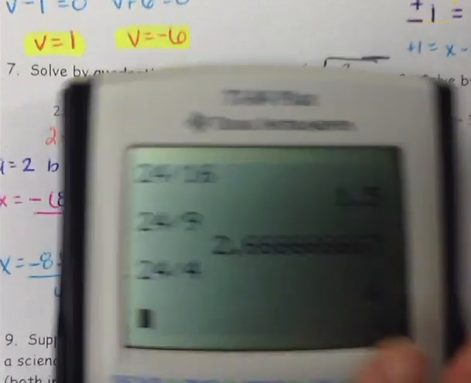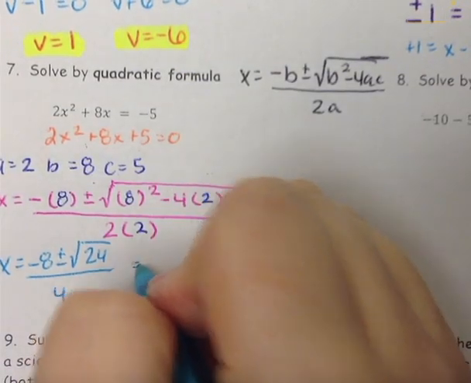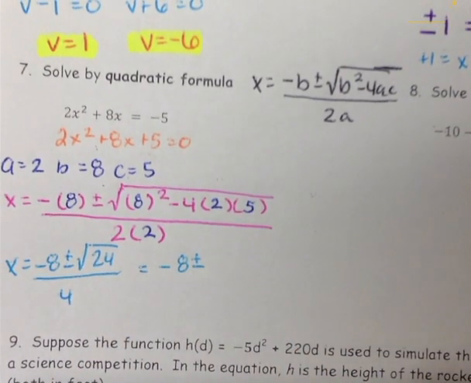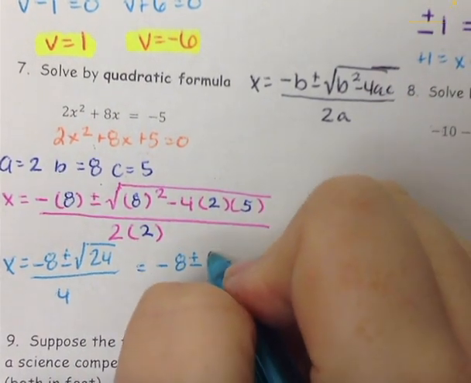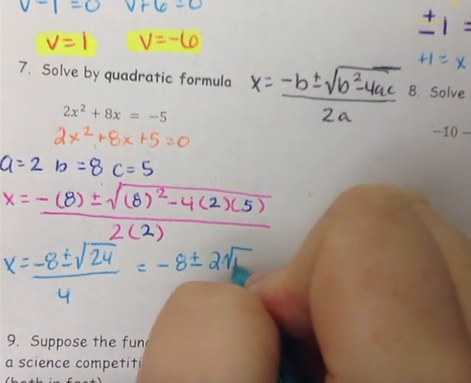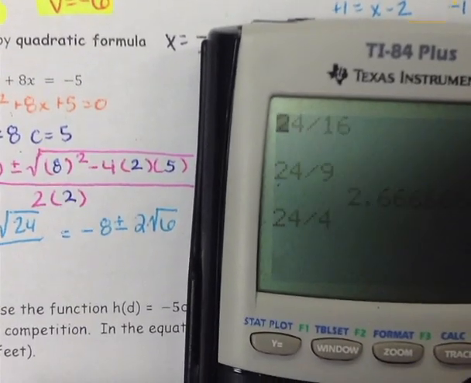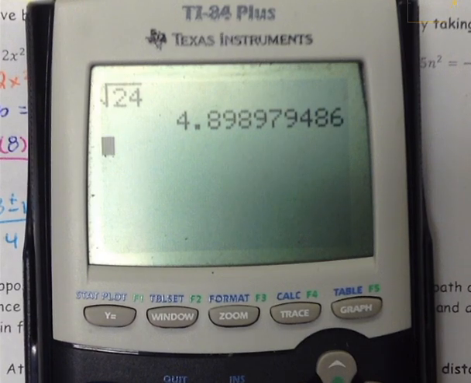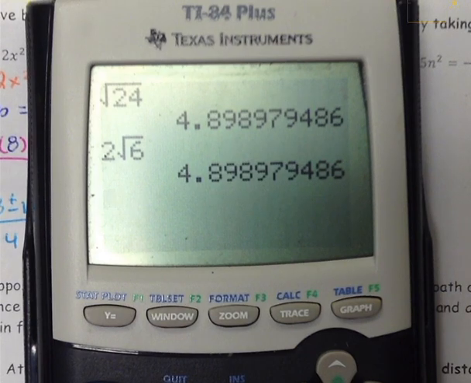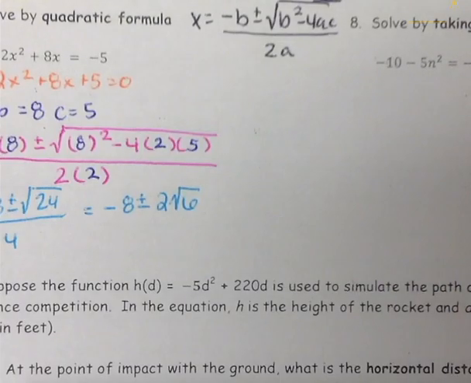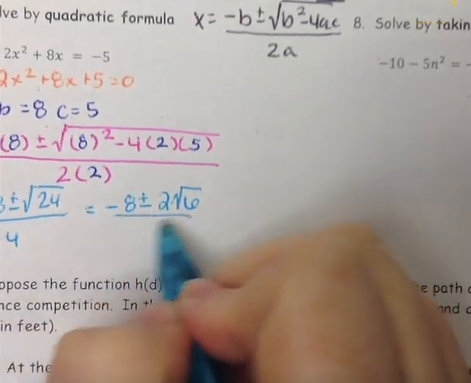The reason we find that is because the square root of 4 is 2. So this becomes negative 8 plus or minus, it's really the square root of 4 and the square root of 6. The square root of 4 is 2, then we still have the square root of 6. Just to remind you, if I type in the square root of 24, I get a decimal. If I type in 2 square root of 6, I get the same decimal. That means this is the simplified version of the square root of 24, and it is still all over 4.